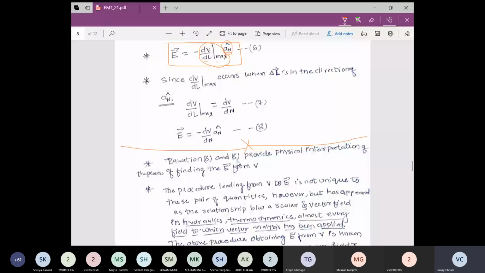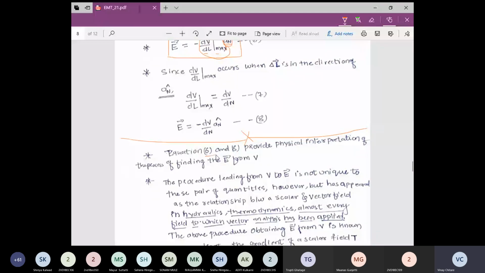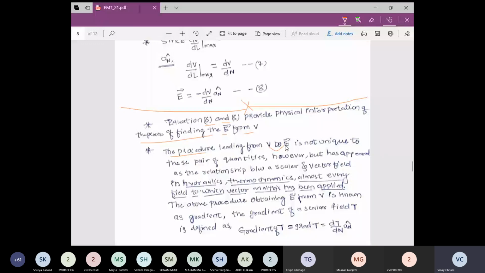Okay. So now the equations 6 and 8 provide a physical interpretation of the process of finding E from V. Now, something interesting is that the procedure leading from V to E is not unique to this pair of quantities, potential V and E. It has appeared as the relationship between scalar and vector fields in many other disciplines like hydraulics, thermodynamics, and almost every field to which vector analysis has been applied.